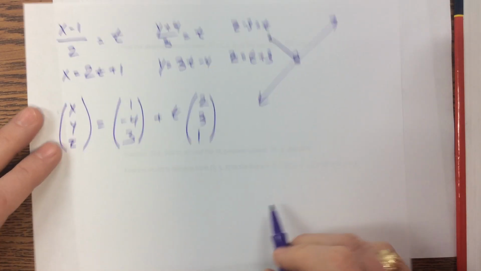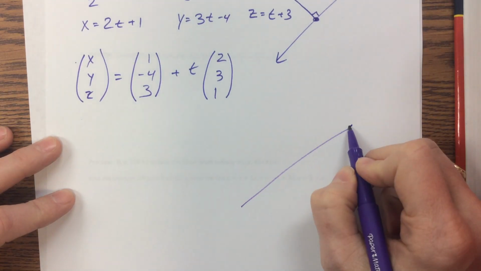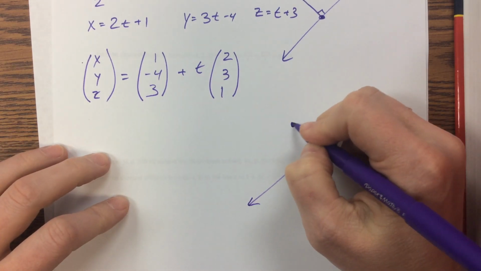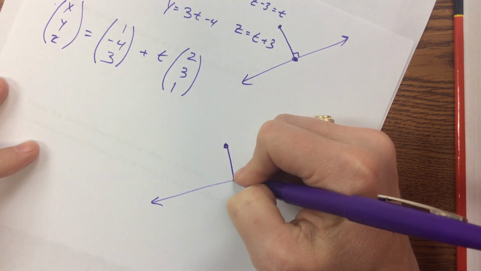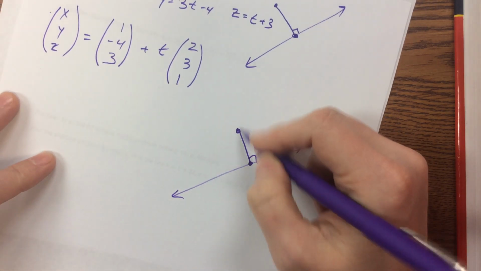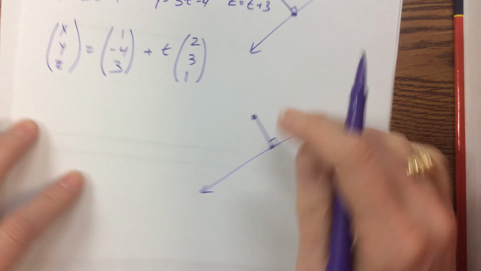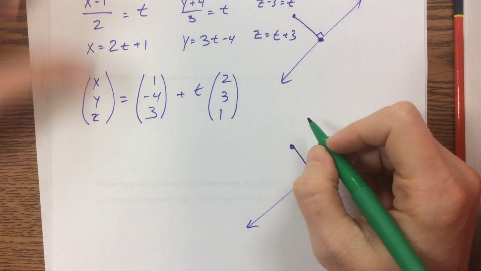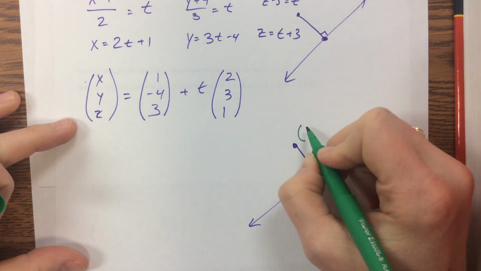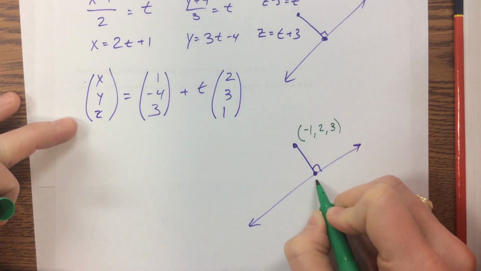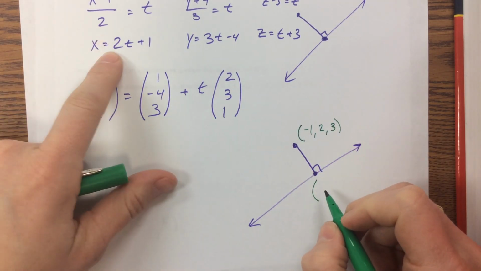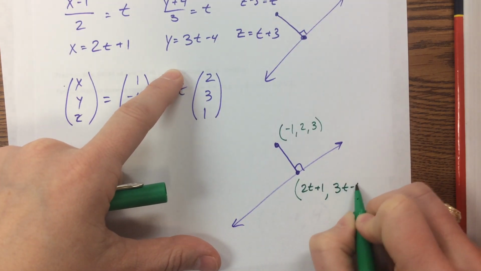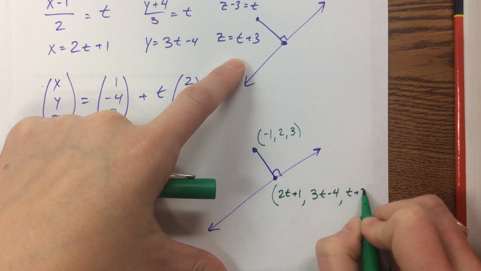Now I'm going to want to draw that again. So I've got this line, and I've got a point, and I'm trying to figure out the distance from the point to the line. So I'm trying to find the magnitude of the vector that would get me from the point to the line. This is similar to a problem that we did before. Point P was negative 1, 2, 3, and this point right here has an x value of 2t plus 1, a y value of 3t minus 4, and a z value of t plus 3.